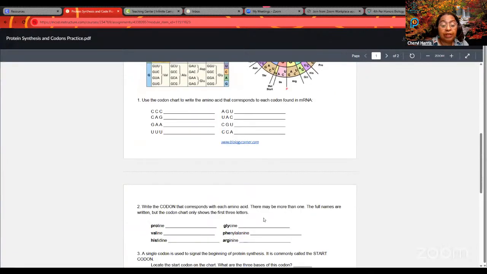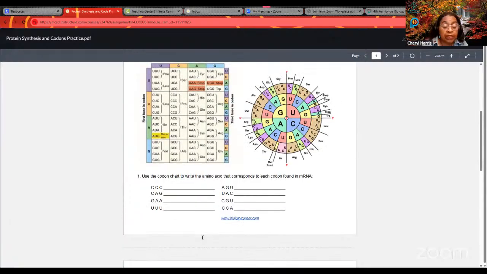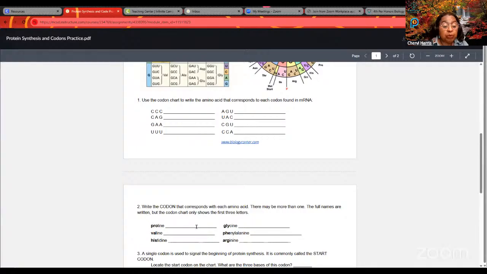Down here, you want to do the same thing, except they're giving you the name. And they also highlight the first three letters because the chart only has the first three letters. So again, the first one was proline. What you have to do is write all of the codons. Some of them have more than one. So if they have, in this case, it had 4, you write all 4.